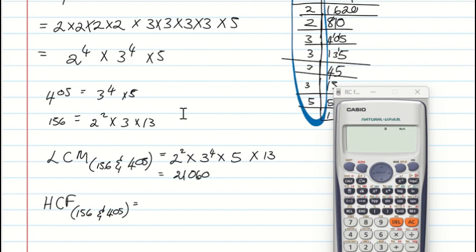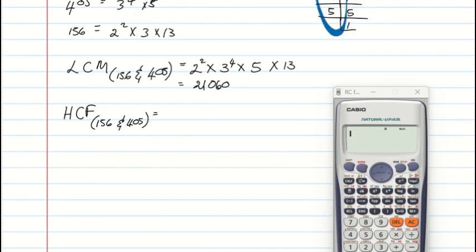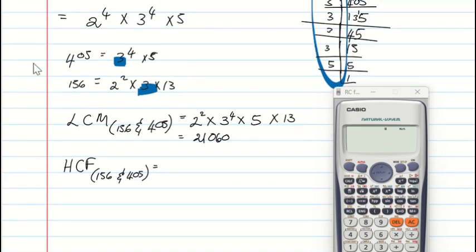So let's check this. 156 and 405, for the factors that are the same. What are the factors here? The factors of 405 are 3 and 5. What are the factors of 156? 2, 3 and 13. What is the same between those two? 3. Because 3 is there, but it is here as well. But in the first one, it is 3 to the power of 4. And in the second one, it is 3 to the power of 1.